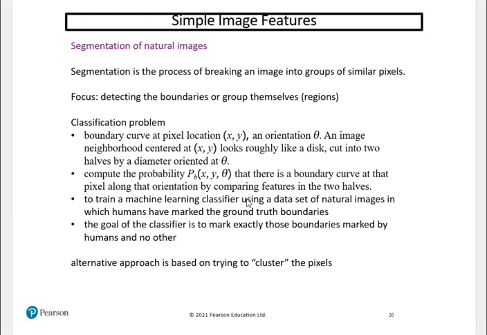So we train a machine learning classifier using a data set of natural images in which humans have marked the ground truth boundaries. Our training set is developed by humans with boundaries that are clear, and we're trying to train the network to identify these boundaries. The goal of the classifier is to mark exactly the boundaries that the humans marked, and no additional boundaries should be marked. That's how we will train a classifier to identify segments in a natural image.